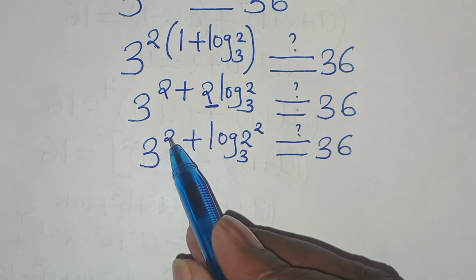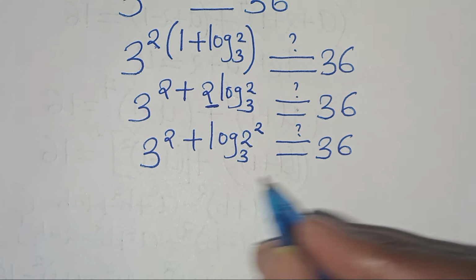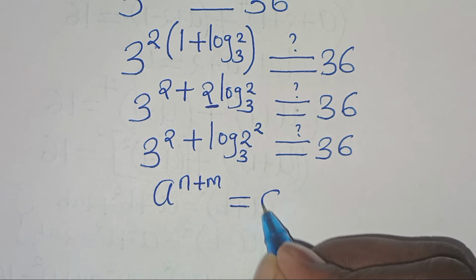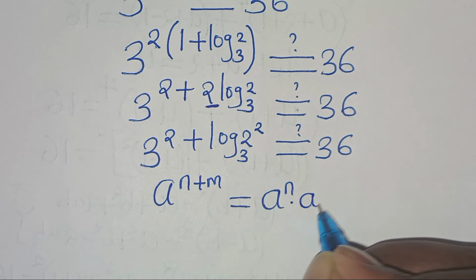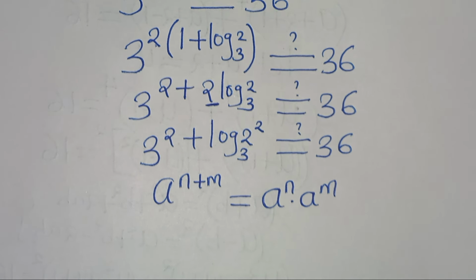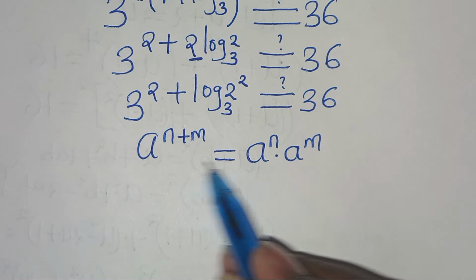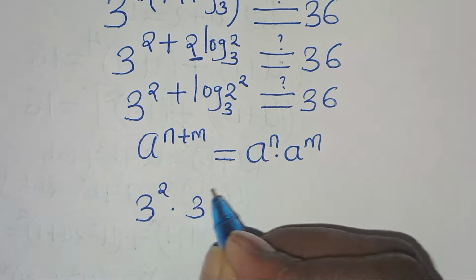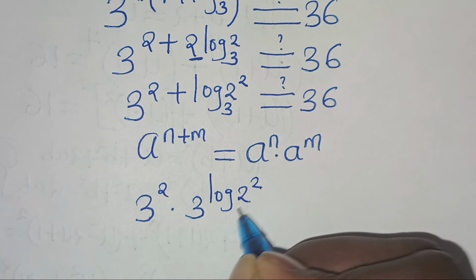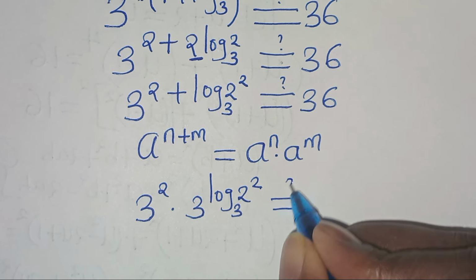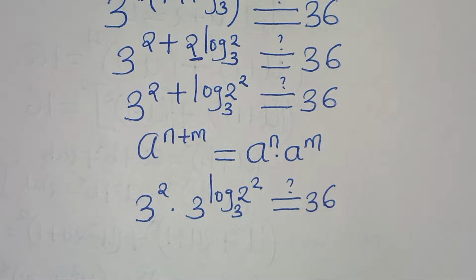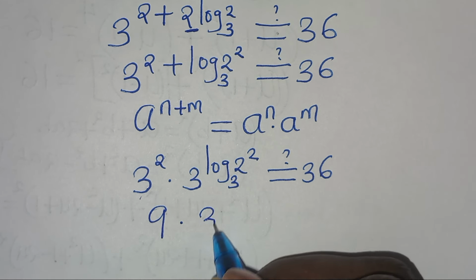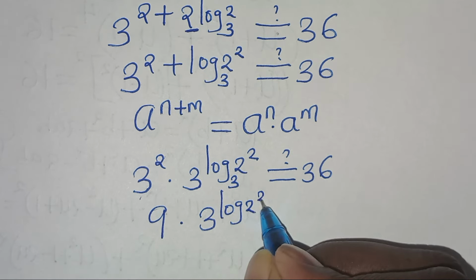So we have that 3 to the power of 2 plus log 2 to the power of 2 to base 3. This is in the form of a to the power of n plus m, which we can express as a to the power of n times a to the power of m. So applying this exponent property, then we have 3 to the power of 2 times 3 to the power of log 2 squared to base 3. This is supposed to give us a value of 36. So 3 to the power of 2, this is 9 times 3 to the power of log 2 to the power of 2 to base 3.